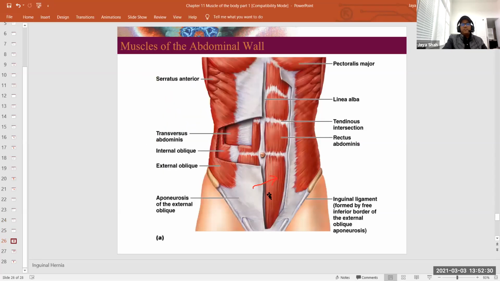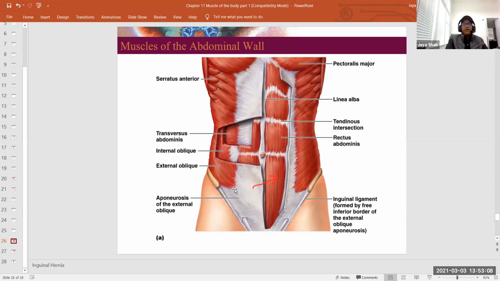Muscles of the abdomen. The most superficial muscle in the abdomen is the external oblique. If you cut it, you're going to see the internal oblique, and then transversus abdominis. And on top of this, you have the rectus abdominis. The six pack: these are the muscles, three on each side.